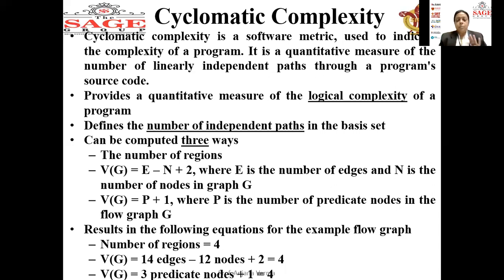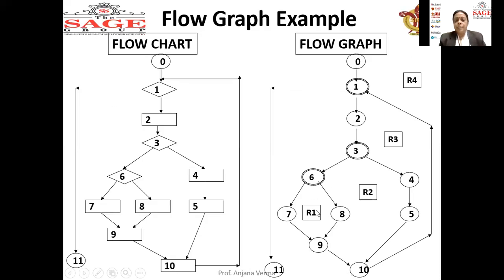Now we count the 4 regions. You can see here R1, R2, R3, R4, 4 regions. The second thing is how many nodes and edges. We can count the nodes: 0, 1, 2, 3, 4, 5, 6, 7, 8, 9, 10, 11. We started from 0, which means we have 12 nodes. Now how many edges are here? 1, 2, 3, 4, 5, 6, 7, 8, 9, 10, 11, 12. This is 13 and 14.